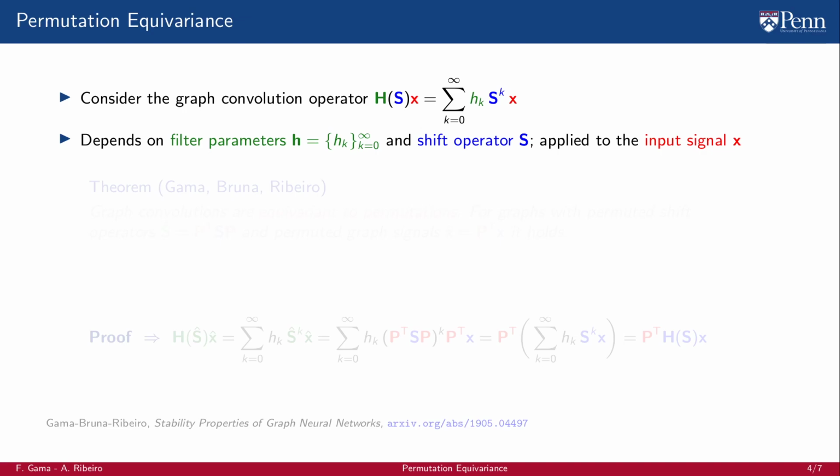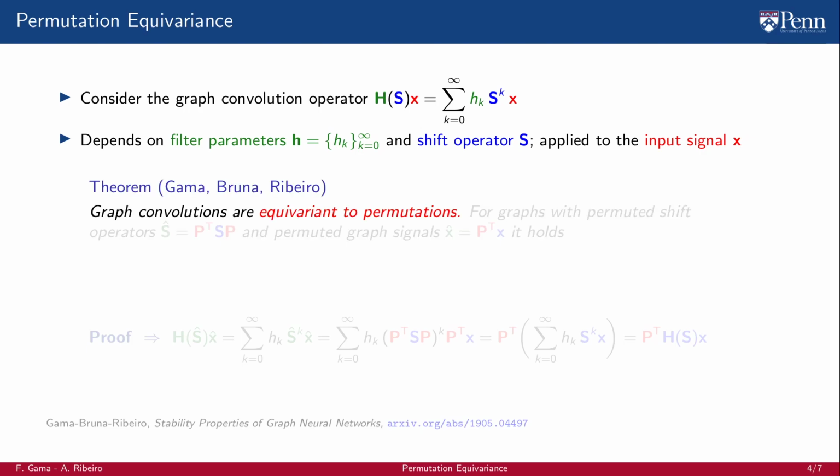Here we clearly see that S and x have a fixed labeling, and that this labeling is the same in both S and x for the graph convolution to make sense as in combining neighboring information. The following theorem states that graph convolutions are equivariant to permutations.